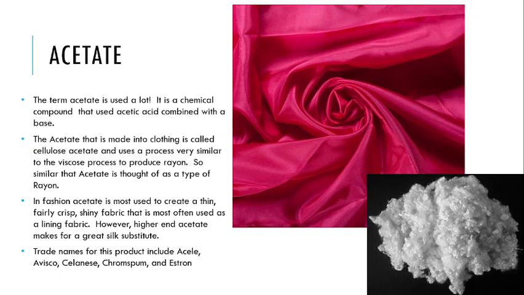The process of creating acetate is so similar to rayon that acetate is thought of as a type of rayon. In fashion, acetate is mostly used to create a thin, fairly crisp, shiny fabric that is most often used as a lining fabric. However, higher-end acetate also makes for a great silk substitute, just like rayon. Trade names for this product include Acele, Avisco, Celanese, Chromespun, and Estron.